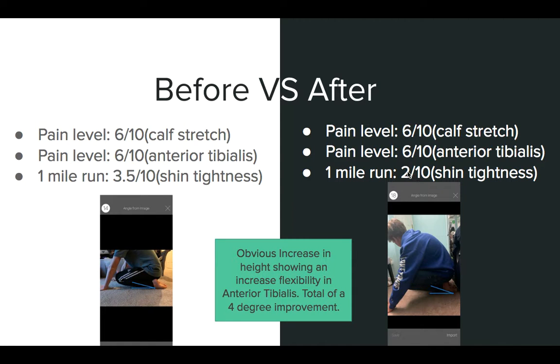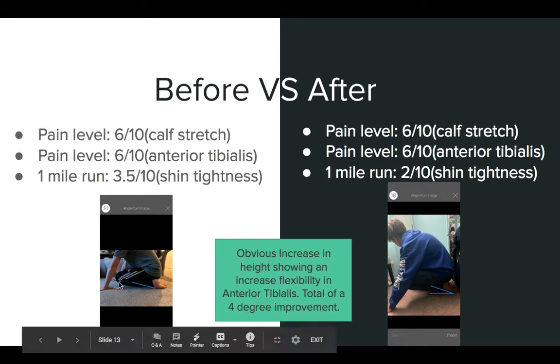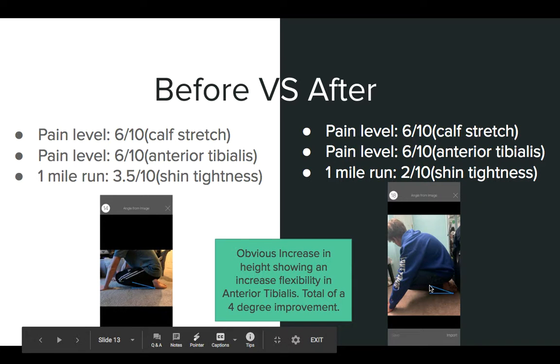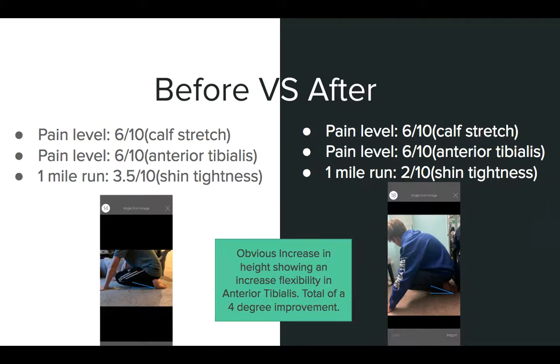He barely noticed it here. And then in these 2 pictures, here's the before, here's the after. I plugged it into an app on my phone, which shows me degrees. This one was 14 degrees. This one is 18 degrees. You can see an obvious increase in height between the 2, as well as a total of 4-degree improvement with the second one, which shows increased flexibility to the anterior tibialis, which is good.